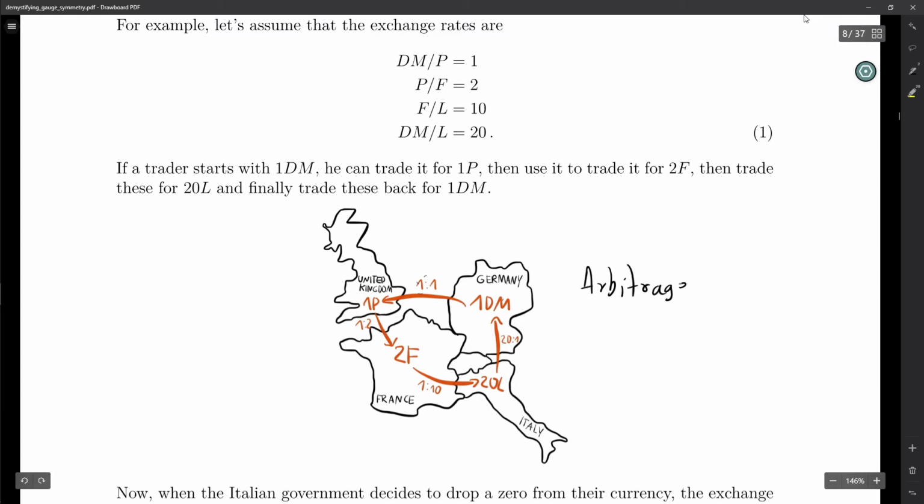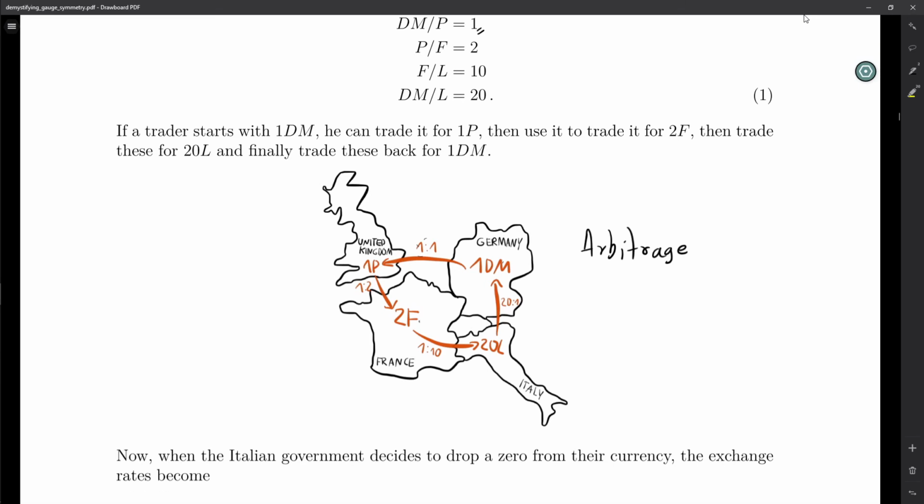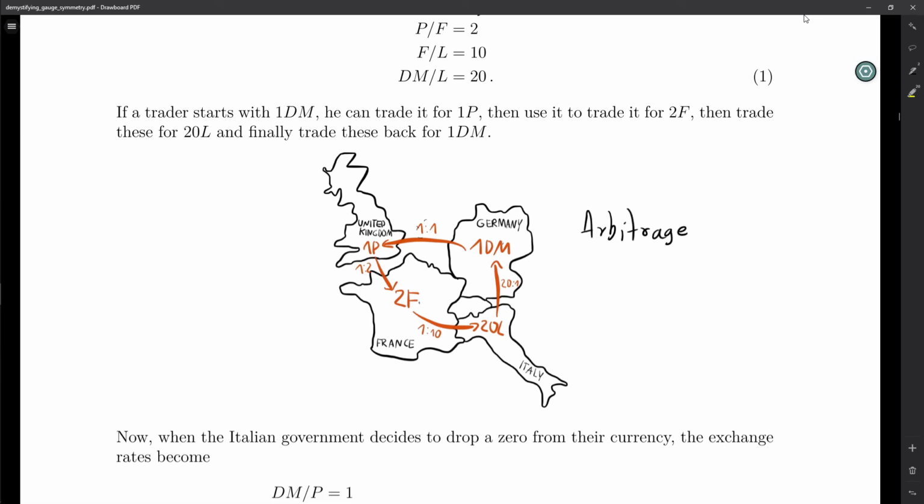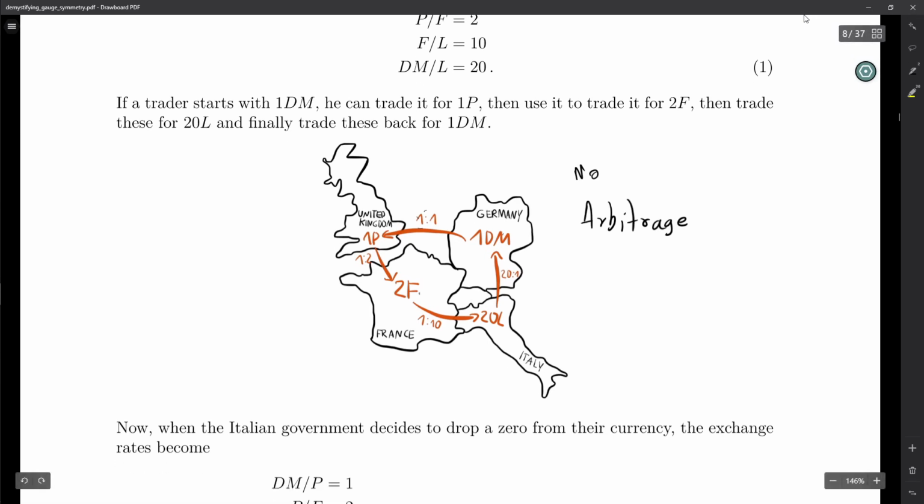Again, this might seem a little confusing, but there is no what is called an arbitrage opportunity. That is to say, you can't start with one DM and end up with two or three or more. You're not gaining anything. This is basically a zero sum game if you're just going to trade currency this way. But of course, that is a case as well that we'll look at. There is no arbitrage opportunity.